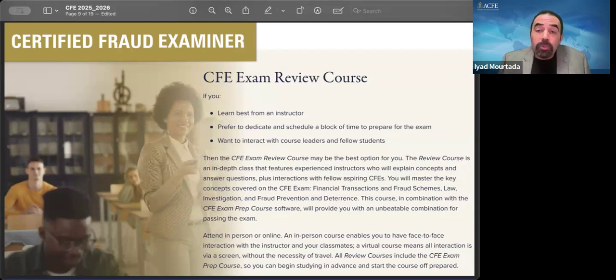The same thing. If you study on your own, you may not clear the exam, or it may be difficult for you. But with us, we are going to guide you step by step, and we are going to support you throughout the process for you to study and prepare easily to become a certified fraud examiner.